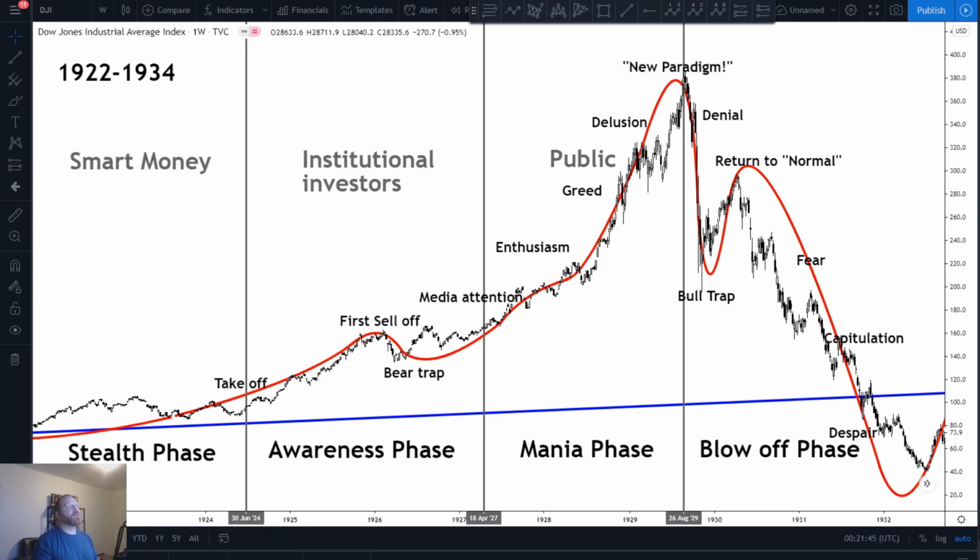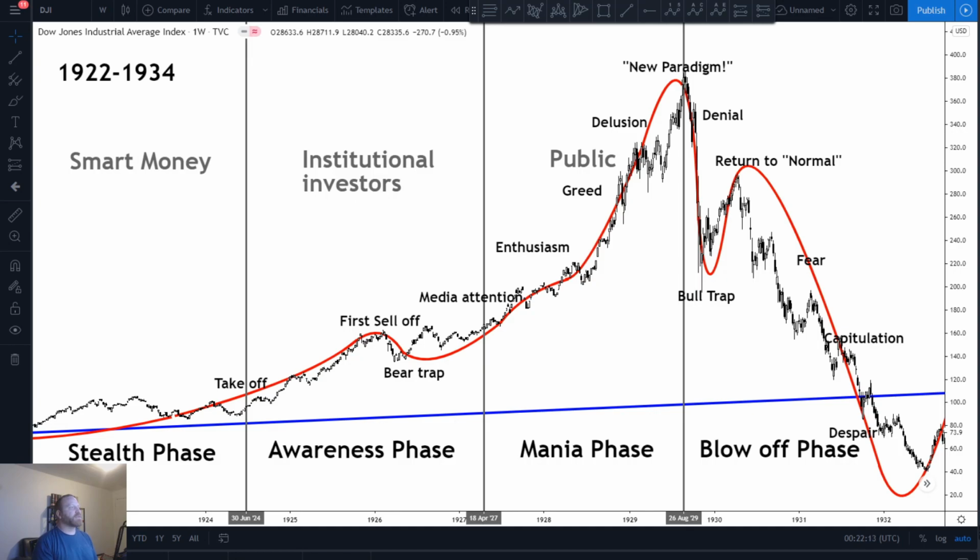Then the first crash, and people were in denial, like, oh, it's going to go back up, it's a bull trap, and then we're just going back to normal. And then fear, capitulation, and despair. And this is the exact point where everybody would have given up and sold everything they own in order to feed themselves. But as it turns out, it was the exact point where people should have bought instead of selling.